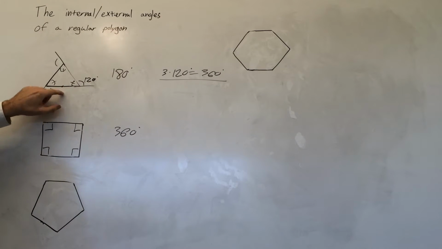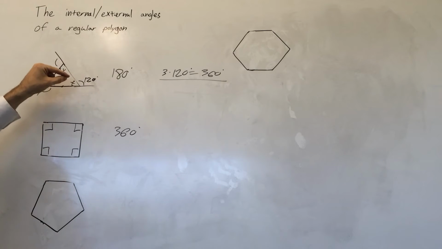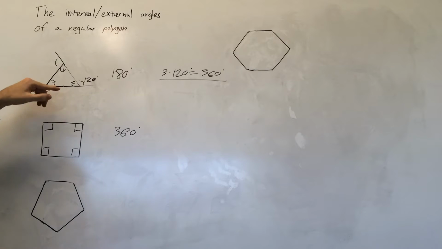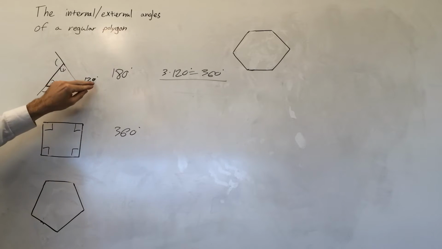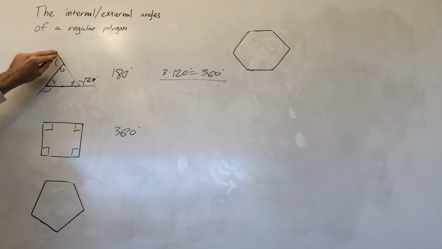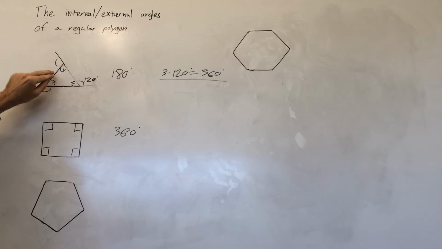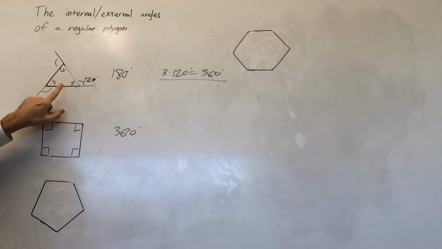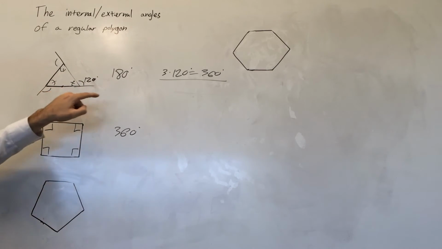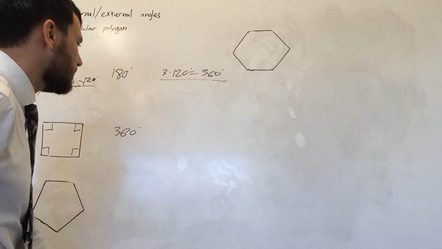Because if you imagine yourself right here as you walk around a triangle, as if you're going in a circle. So you go 120 degrees, you get to this point, you turn 120 degrees, you get to this point, you turn 120 degrees, and you end up at the same spot going around 360 degrees.